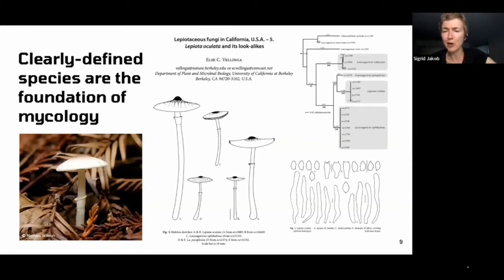And she found microscopic and macroscopic differences. And in fact, it turned out to be not just one species, but 4 species, which she named. In fact, 3 of them were Leucoagaricus. They weren't even Lepiotas. And then she wrote a paper about it.